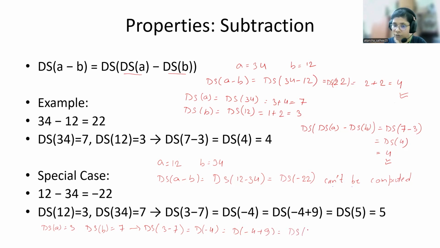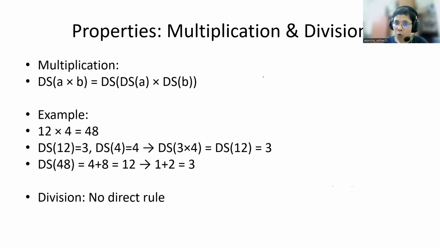Digit sum of 5 is equal to 5. Generally, digit sum of a negative integer is not possible, but if your integer is a single digit, then you can do it by adding 9 to it. So you cannot compute the digit sum for minus 22, but you can compute the digit sum of minus 4, minus 3, minus 2.